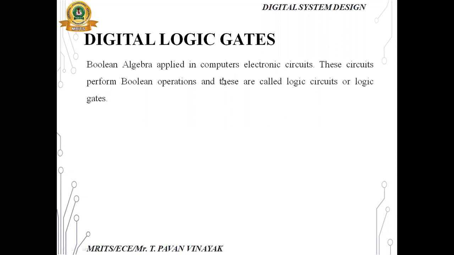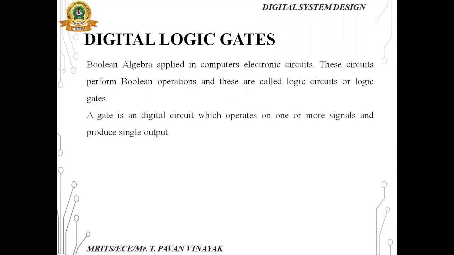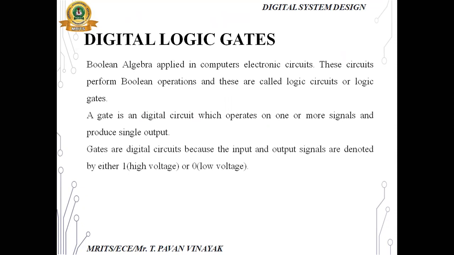Boolean algebra is applied in computer electronics. These circuits perform Boolean operations. These are called logic circuits or logic gates. A gate operates on one or more inputs and produces only a single output. Means a logic gate has only one output, and inputs are many. Inputs are denoted either 0 or 1. Output is also either 0 or 1. There are three basic types: the AND gate, OR gate, and NOT gate.